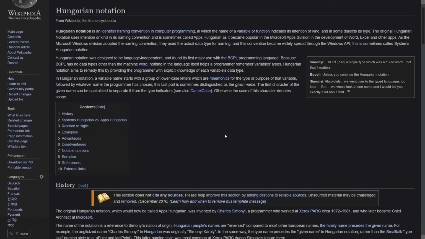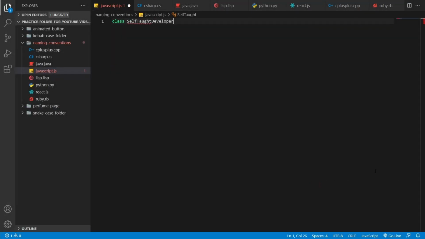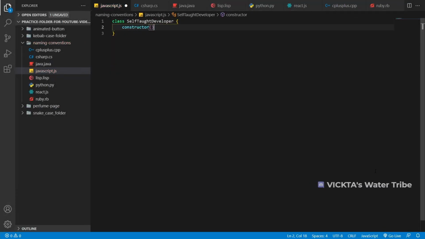A quick bonus for those of you interested in other naming conventions you can check out is Hungarian notation. I hear this is used quite a bit in C++, so if that's the language you're learning, it might be something worth looking into. All in all, the more you practice coding with these conventions, the better you'll get at using them regardless of whatever language you're using.